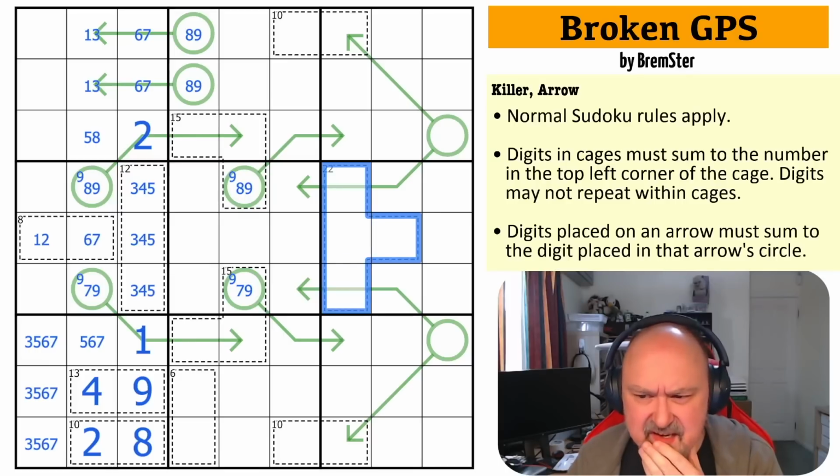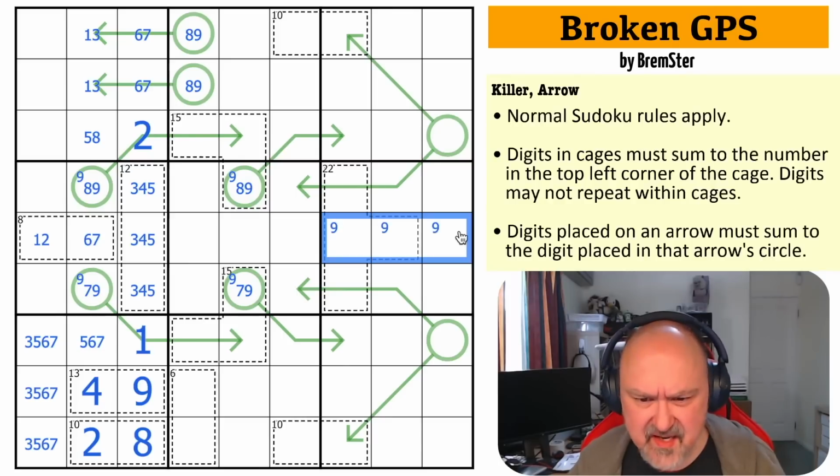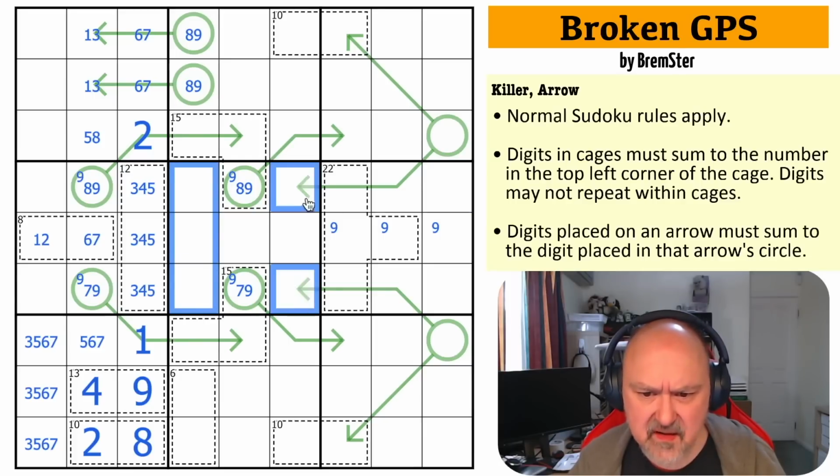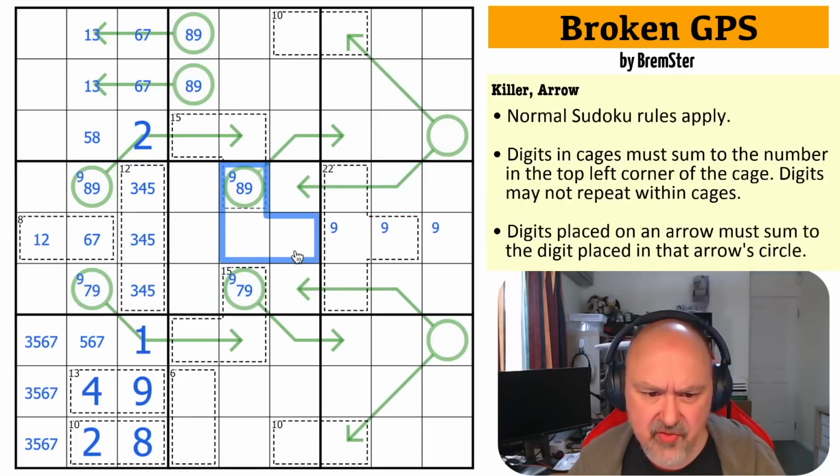Does that 22 cage need a 9? Probably not. But I know 9 is down here somewhere. 8 is not in here. 8 can't be on a 3-cell arrow. So the 7 could be down here. But the 8 is in one of those 3.